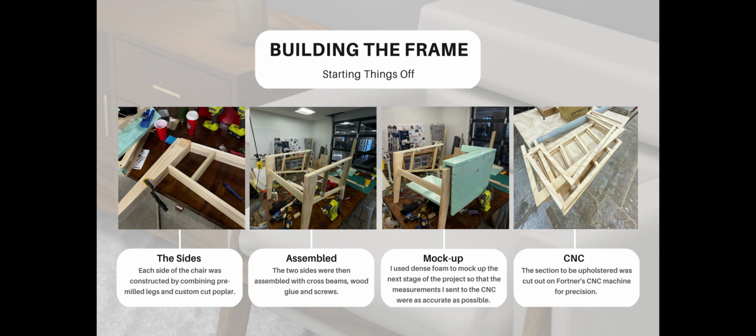On to the next part, I mocked up the sides of the chair that were going to be upholstered in order to make sure my measurements were spot on before I sent them over to be CNC'd at Fortner. Once I sent them over to Fortner, they CNC'd them, and I assembled my subframe for the upholstered section. Now that my frame was done, it was time to get into laying some foam.